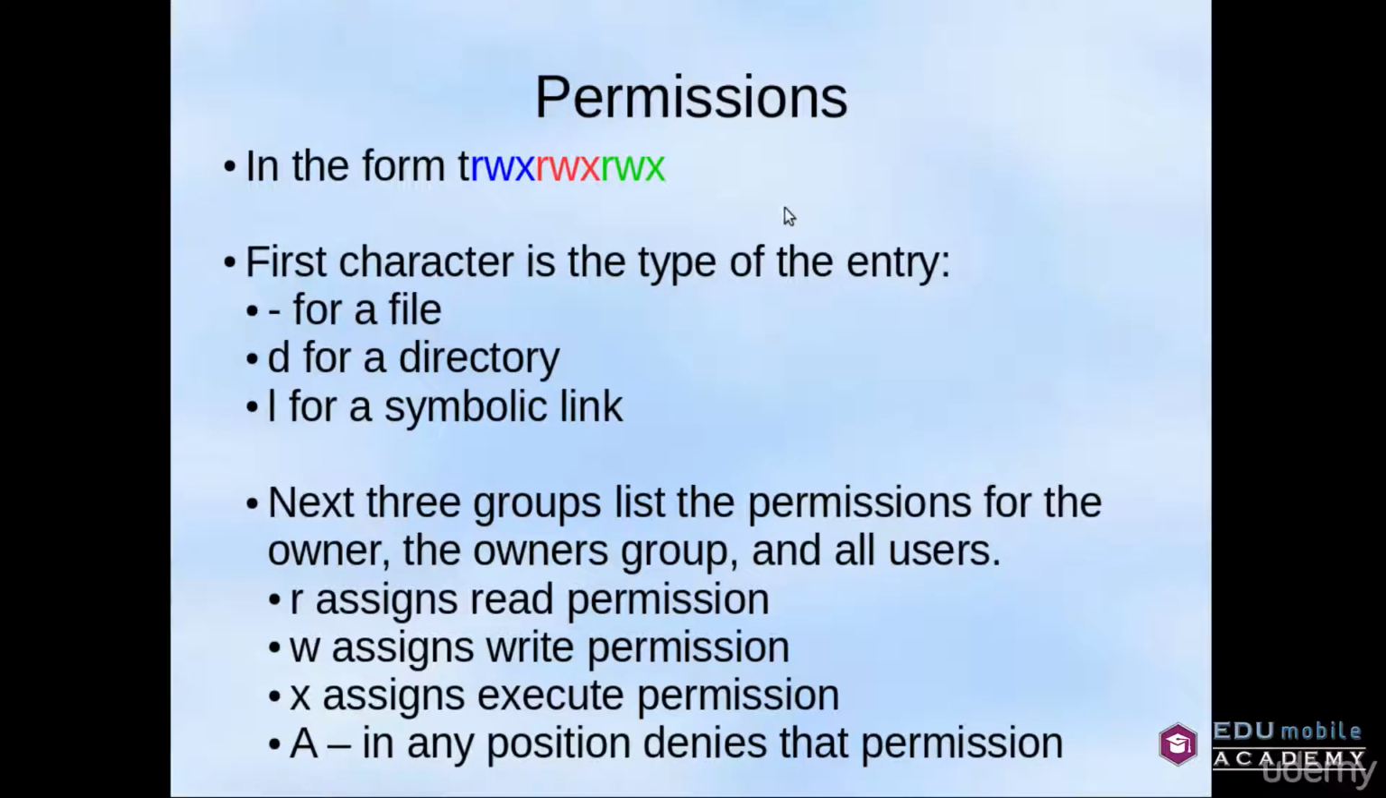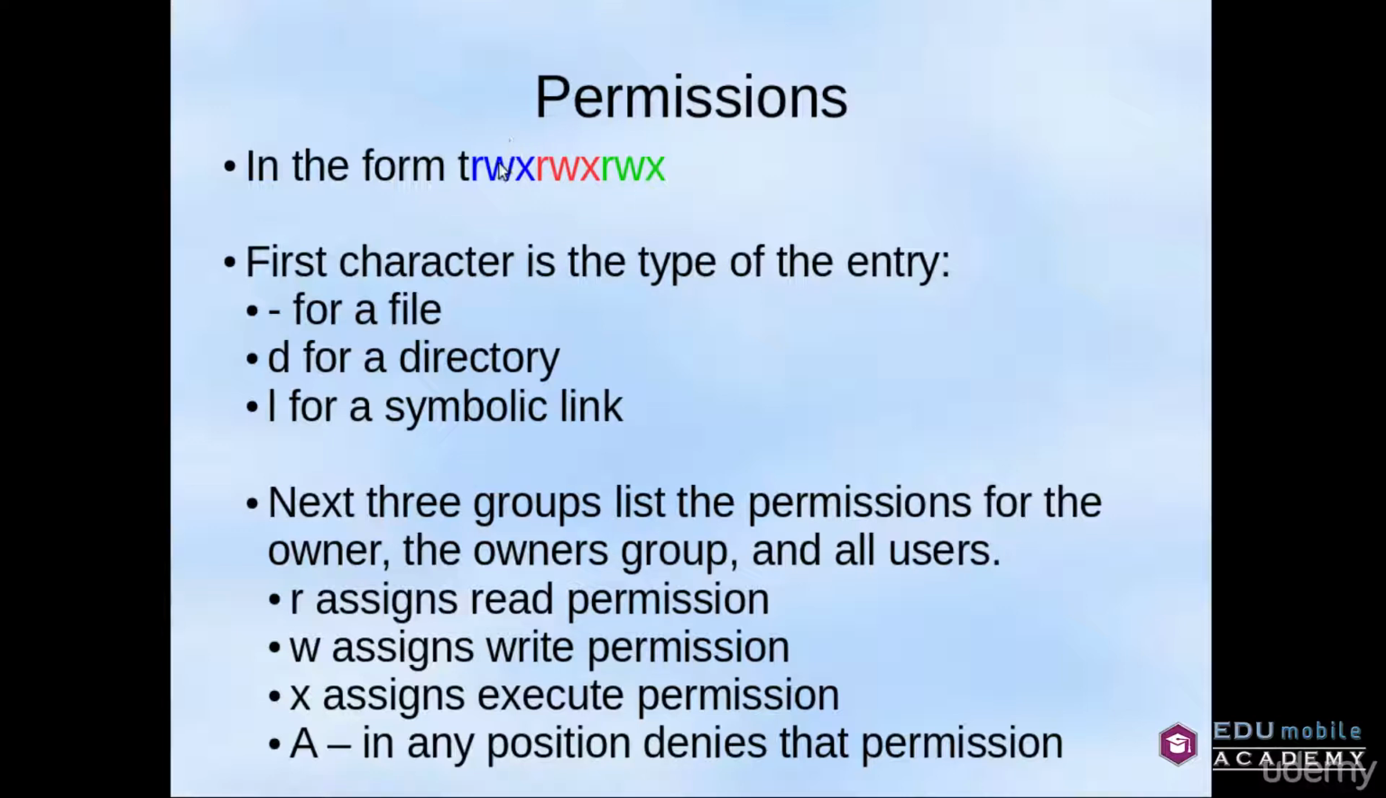So I have a short presentation here. Permissions are always given in the form of a character indicating the type of file, and then rwx, rwx, rwx. The first character is, of course, the type of the entry. It is dash for a file, d for a directory, and l for a symbolic link, something we haven't talked about yet.